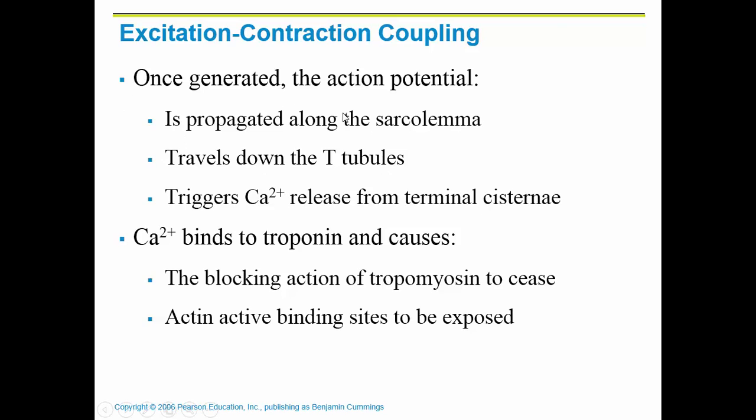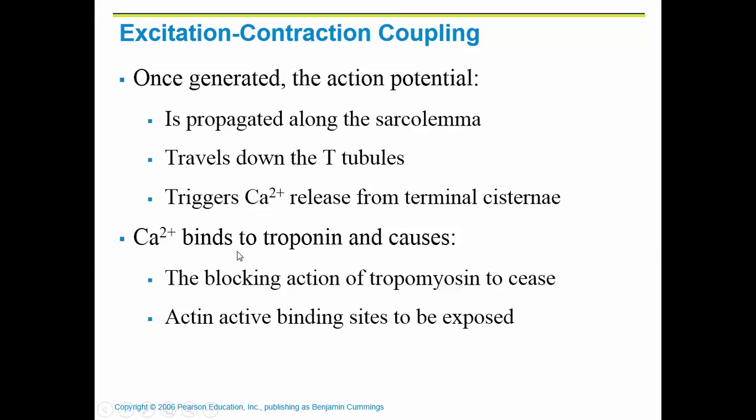Now, once generated, the action potential is going to propagate, which means it's just going to move in one direction. It's going to travel down the T tubules. So we're talking about one muscle fiber depolarizing. And then as it goes down the T tubules, it's going to hit the next muscle fiber. And when it hits the next muscle fiber, because muscles are excitable, they're going to cause the next muscle fiber to depolarize, which then travels down the T tubule, and then it will cause the next muscle fiber. So we call that coupling.